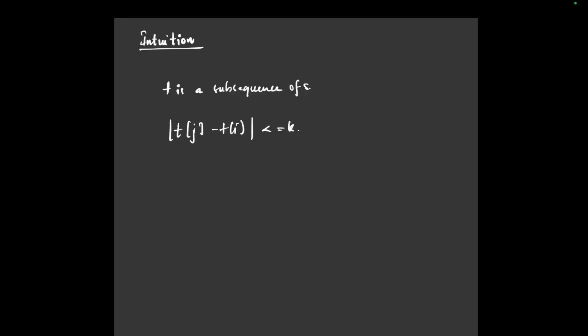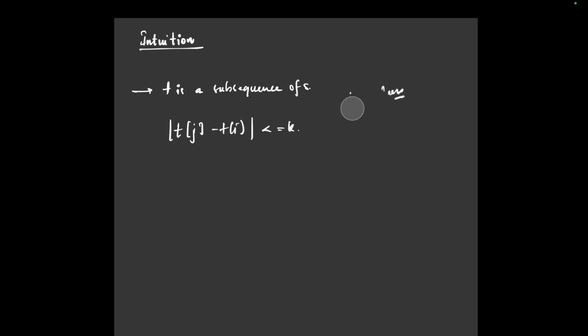Okay, so let's discuss the intuition. First, to find t, we need to know two things, which are already mentioned in the question. For t to be ideal, it should first be a subsequence, and then the absolute difference of the adjacent characters, so j is i plus 1 or j can be i minus whatever, the absolute difference between those characters should be less than or equal to k. K is given in the question.